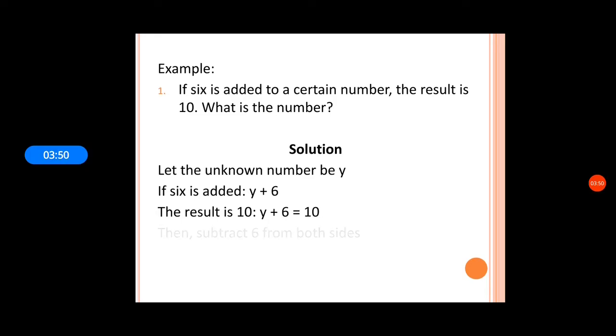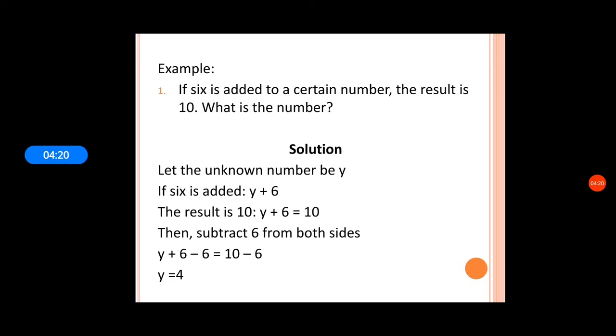So then subtract 6 from both sides. If you remember from our balance method, anytime we are having plus, we introduce negative so that we can cancel the number or the constant beside the variable. And that's why we are subtracting 6 from both sides. So this will give us y plus 6 minus 6 equals 10 minus 6.